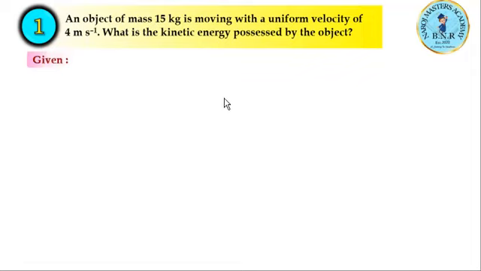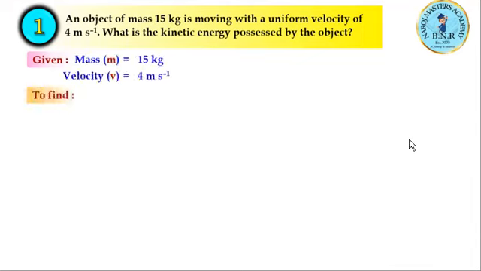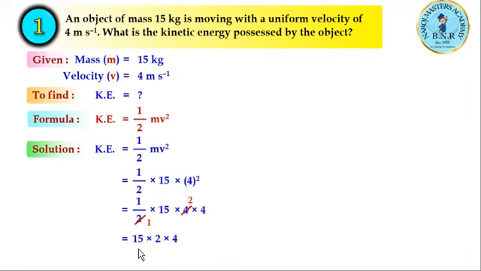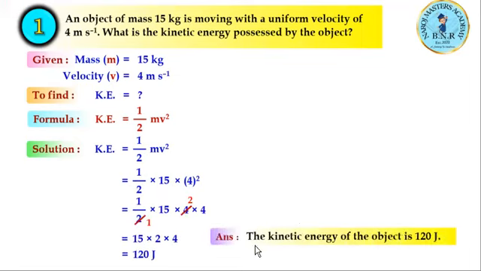So there is no initial velocity here. Moving with a uniform velocity is given. Mass is equal to 15 kg. v is equal to 4 meters per second. Then kinetic energy is equal to question mark. Kinetic energy is equal to half mv square. Half into mass 15, and v is 4, square 16. So simply half into 15 into 4 square. 4 square is 16, so simply we can cancel with 2. 2 into 4, 2 times is 8. 8 into 15, 15 8 times. That's the answer, 120 joules. So the kinetic energy of the object is 120 joules.